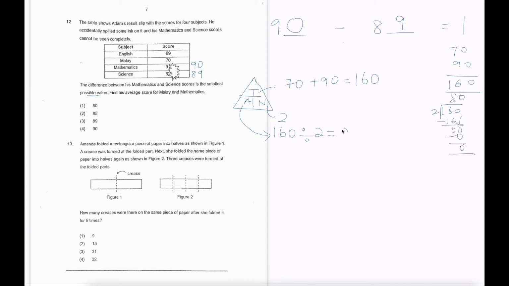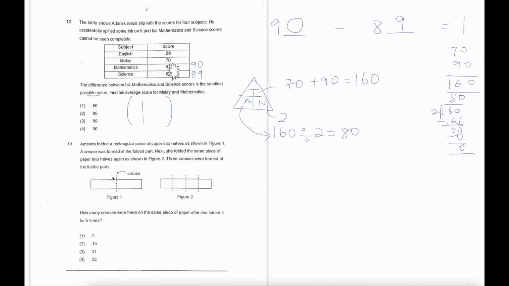And find the average score for Malay and mathematics. So average is this triangle here, correct? So our total is Malay is 70, mathematics is 90, it is 160. Okay, so 2 subjects. To find average, it is 160, which is the total, divided by 2. I'm going to get 80. Okay, so my option will be 1.